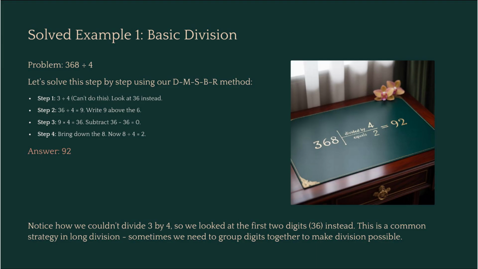Divide. 8 divided by 4 is 2. We write 2 over the 8. Multiply. 2 times 4 is 8. Subtract. 8 minus 8 is 0. The final answer, or quotient, is 92.